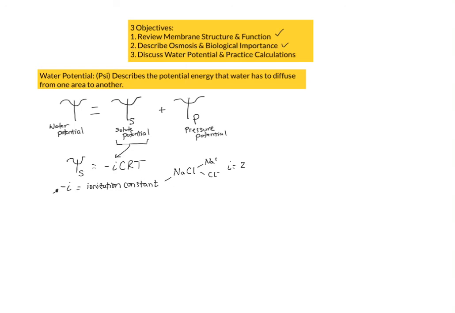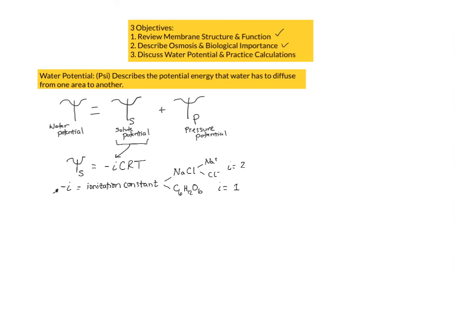Now, the other type of solute that we're going to see in this class is a sugar, most commonly glucose, which is C6H12O6. Glucose, for all intents and purposes, is not going to split into different ions. It's going to just remain its one piece when it's dissolved in water, and so its I value will be equal to 1. It doesn't split into 2 separate ions. Okay, so that's what an ionization constant is going to represent. It's either going to be 1 or 2. That just depends on how the solute behaves when it's dissolved in water.